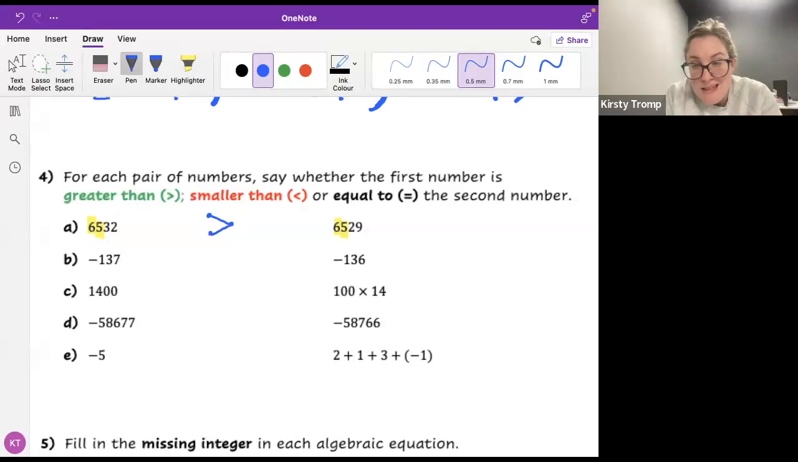Another way of saying that is: which number is bigger? It's 32, and the crocodile mouth is always open to the bigger number. Why? Because it's always hungry, so it always wants to eat the bigger number.